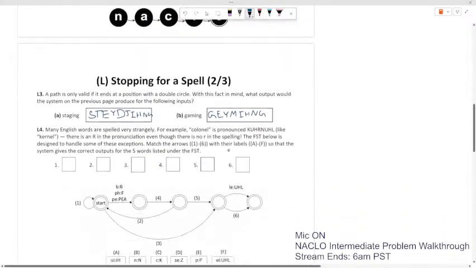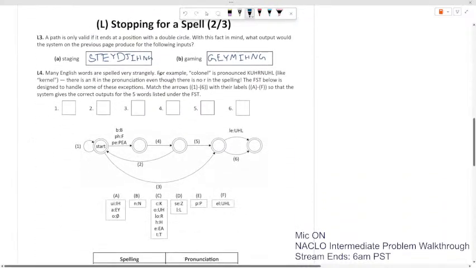Yep. Okay. Many English words are spelled very strangely. For example, kernel is pronounced kernel, like kernel. There is an R in the pronunciation, even though there is no R in the spelling. The FST below is designed to handle some of these exceptions. Match the arrows 1 through 6 with their labels A through F so that the system gives correct outputs for the 5 words listed under the FST.